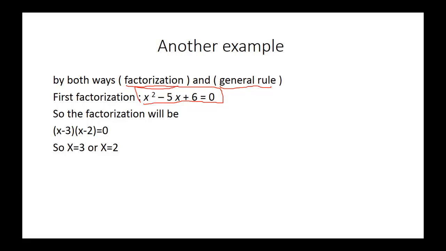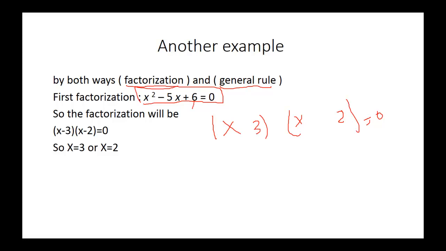So to factorize, you will open two brackets, as you learned, equals 0. Here is x, here is x. So we need two numbers. If you multiply them, you will get 6. If you make subtraction between them, you will get 5. Of course, 2 and 3.